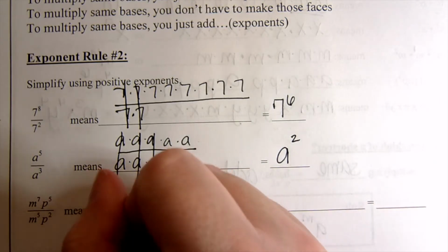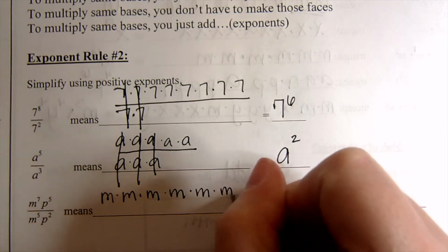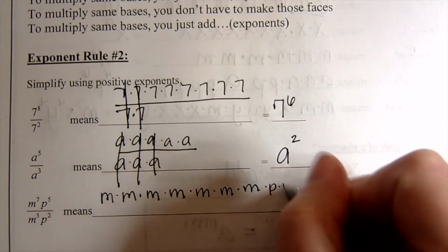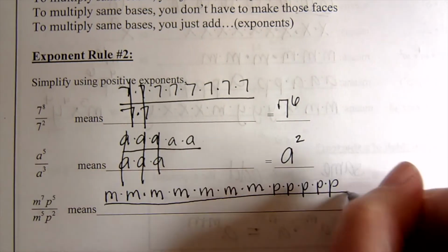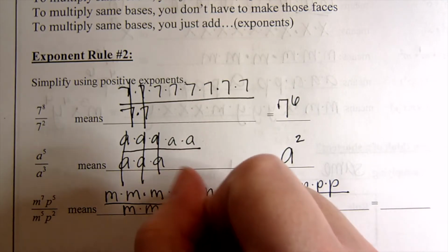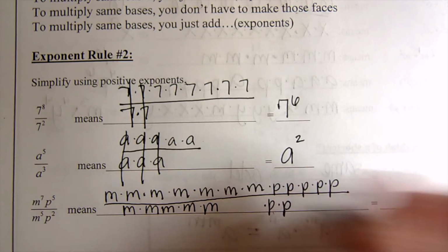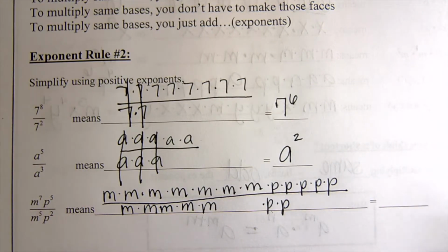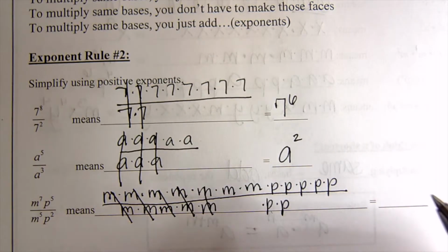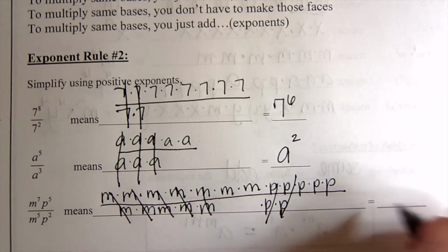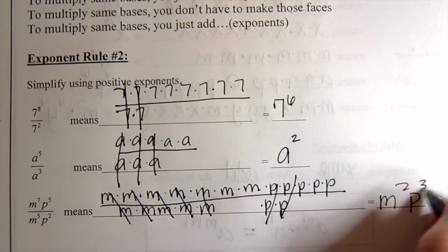The top, M times itself 7 times, P times itself 5 times. And then the same thing at the bottom: M times itself 5 times, and P times itself twice. So cancel what you can. We have M, 1, 2, 3, 4, 5 M's cancel. 2 P's cancel. How many M's am I left with? 2. And how many P's? 3. So what's the shortcut here?